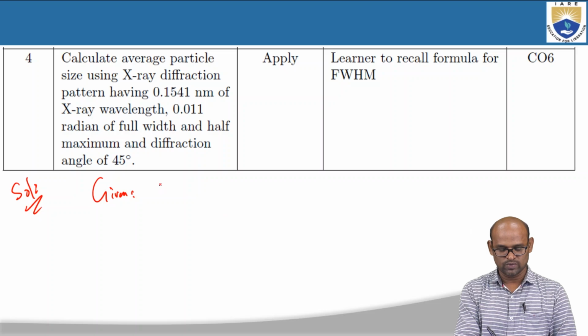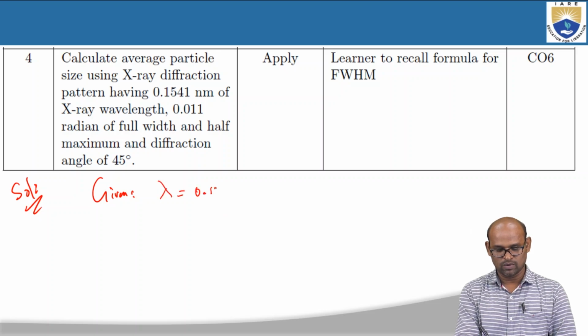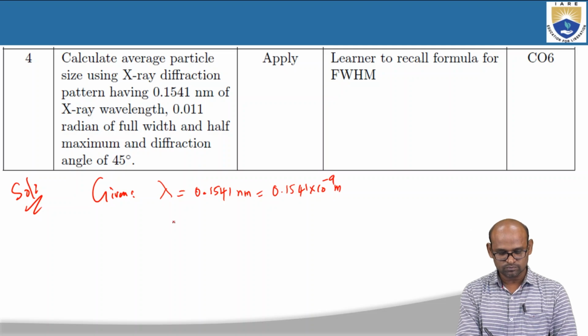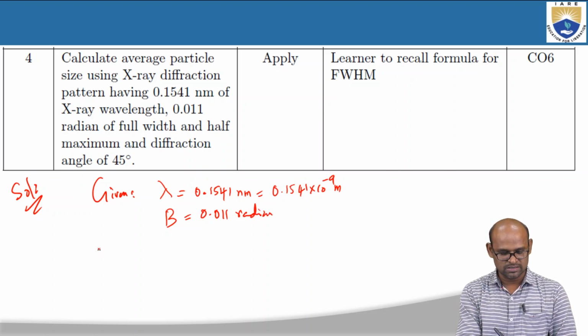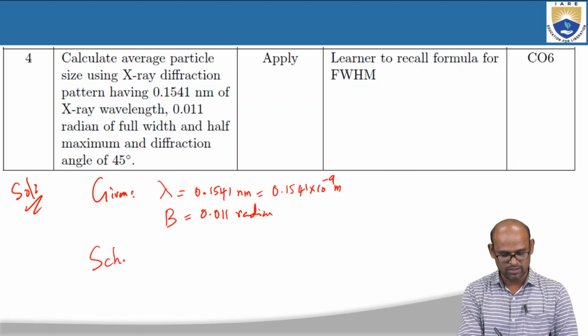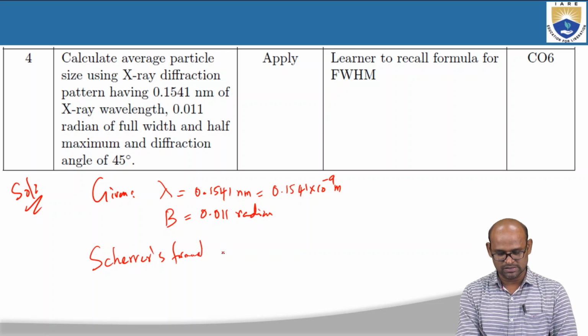X-ray wavelength. So, wavelength lambda is given as 0.1541 nanometers. You can convert into meters: 0.1541 into 10 power minus 9 meters, because 1 nanometer is 10 power minus 9 meters. And full width at maximum is 0.011 radian. The formula for average particle size is Scherrer's formula. Scherrer's formula for average particle size: D is K into lambda by B cos theta B.